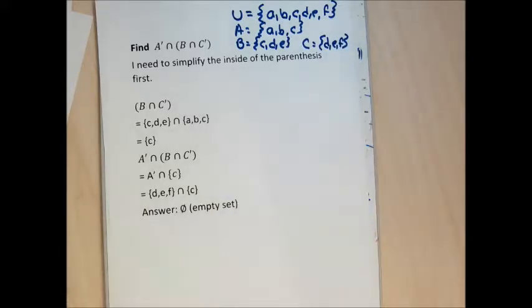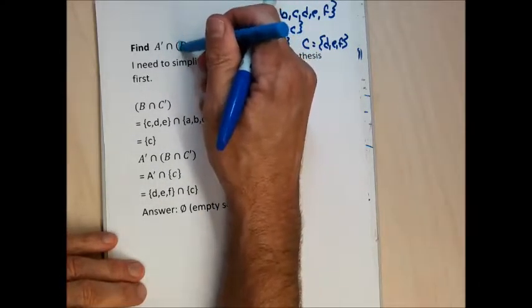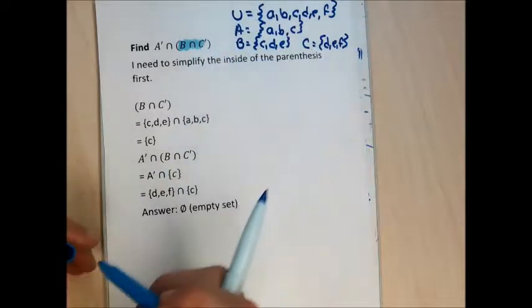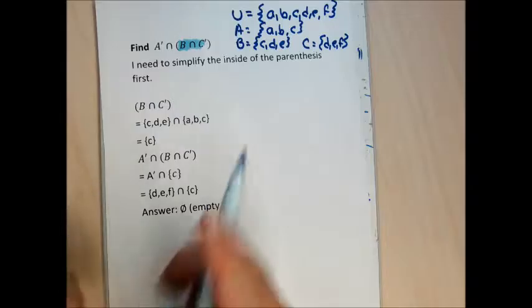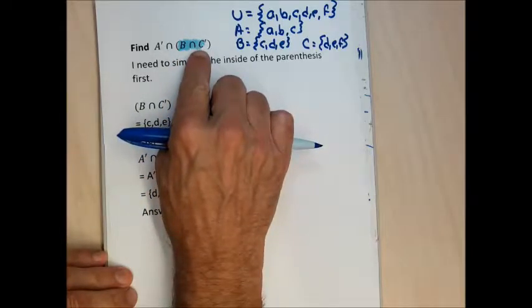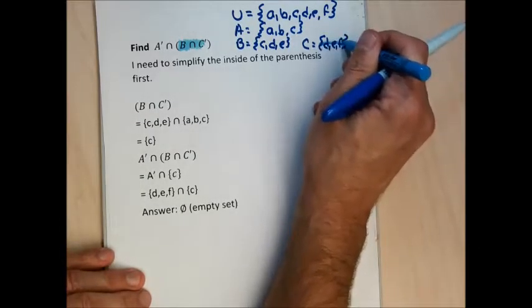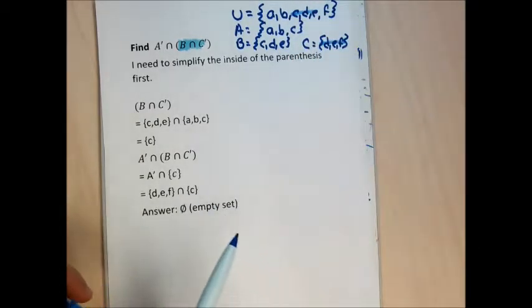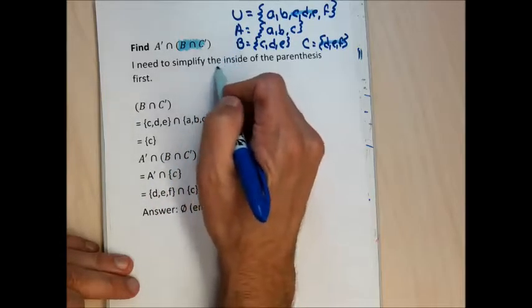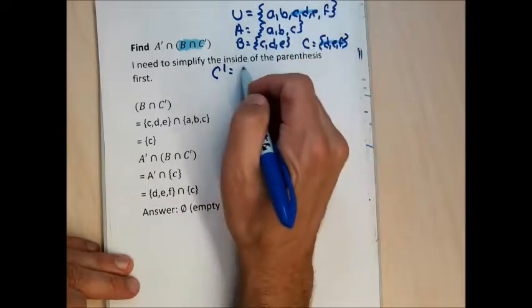So this is an order of operations problem, and always, when we have parentheses, we need to do the parentheses first. So I need to simplify the inside of the parentheses very first, which is B intersection C complement. Well, inside that parentheses, I have to know what C complement is. So how do I find the C complement? Well, I look at C, cross it out from the universal set. C complement is going to be the set A, B, and F.